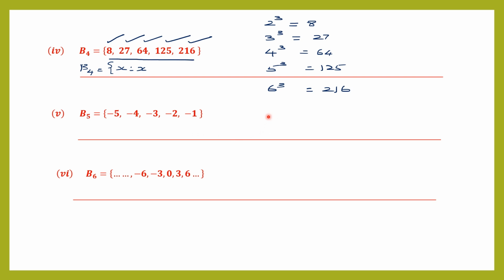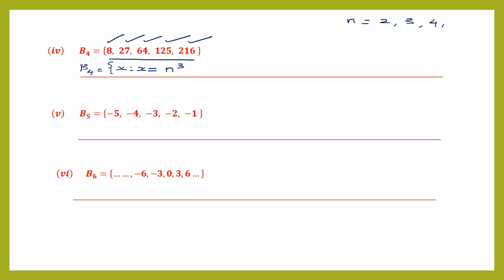So now we have to make a formula. So what we're going to do is take 2, 3, 4, 5 and 6 as n. And then we say n cube. That means x is equal to n cube. Okay, so if x is equal to n cube, then n is 2, 3, 4, 5 and 6. So let's write that here for our information. So n is 2, 3, 4, 5 and 6. So now we can understand when we say n cube, we are saying 2 cube or 3 cube, 4 cube, 5 cube and 6 cube. That means these are all natural numbers.